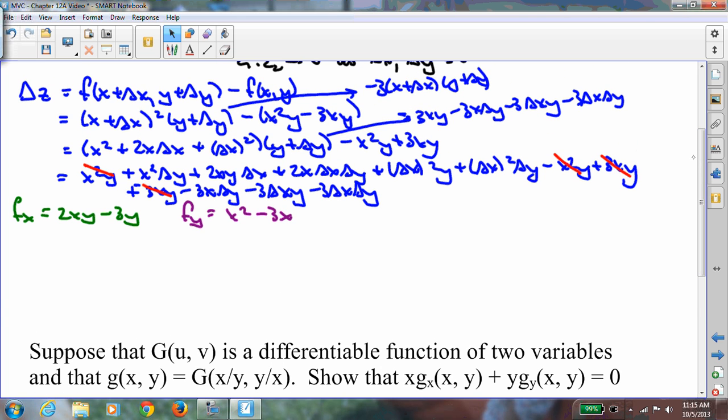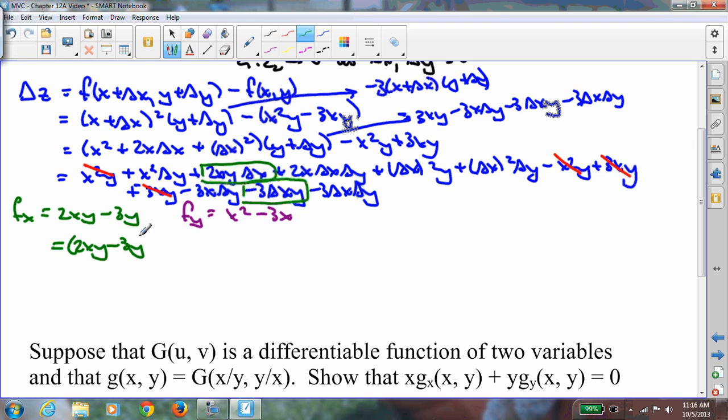Alright, so let's start with my partial with respect to x. So I need a 2xy minus 3y, both of them being multiplied by delta x. So if you notice here is my 2xy delta x, and then I should have a minus 3y delta x, which is right there. So I have 2xy minus 3y all being multiplied by delta x.